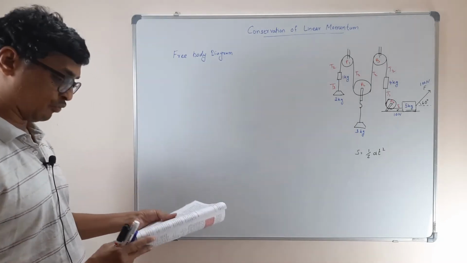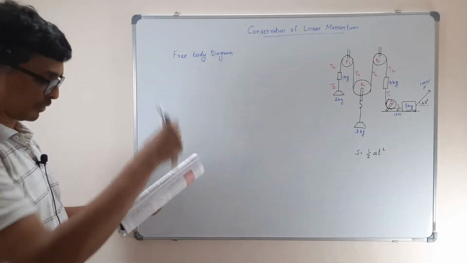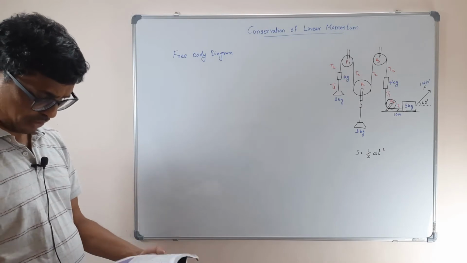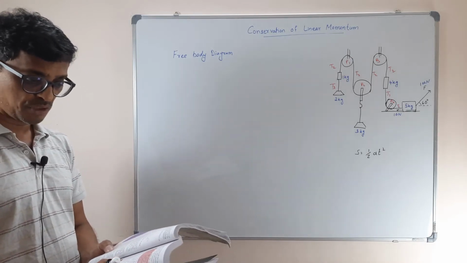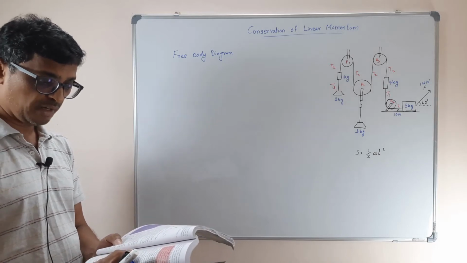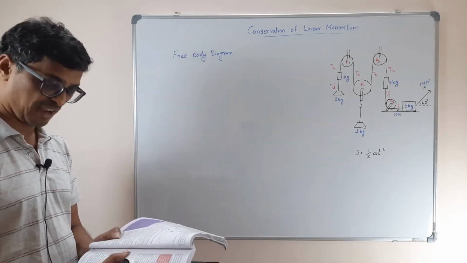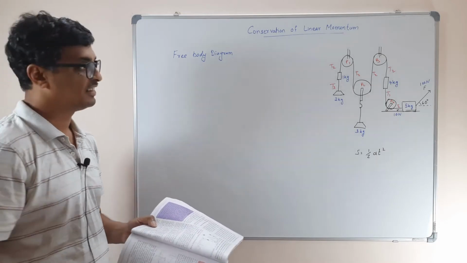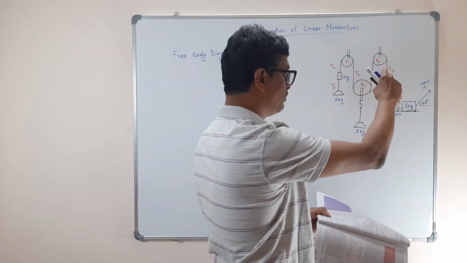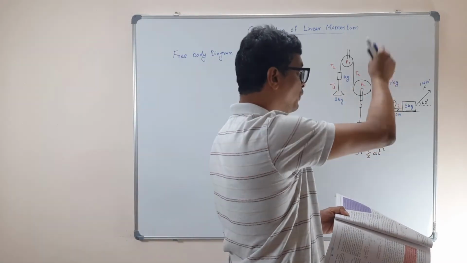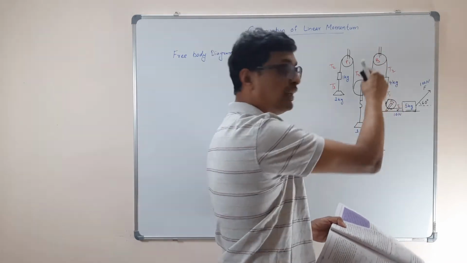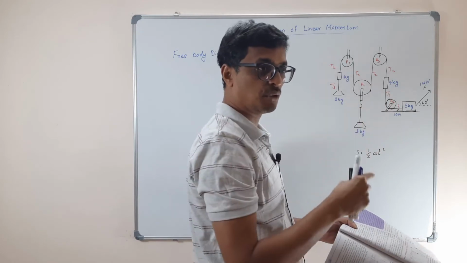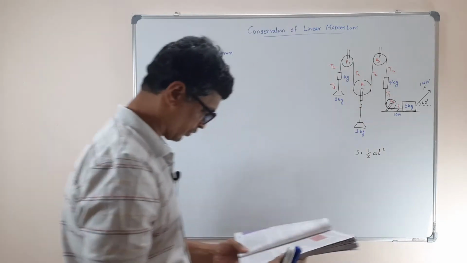Free body diagram. What is a free body diagram? Let me read what it says in the book. A free body diagram refers to forces acting on only one body at a time and its acceleration. That's what I said. Take up one body and all the forces acting on that body and its acceleration. When you represent only that, it gives you the free body diagram.